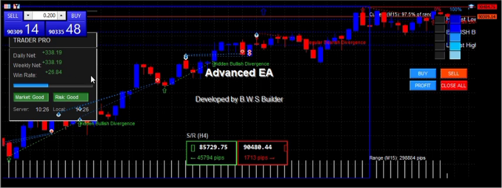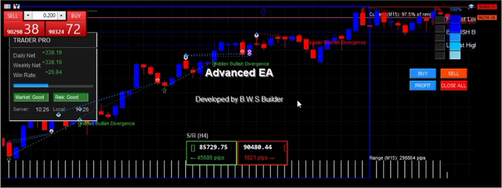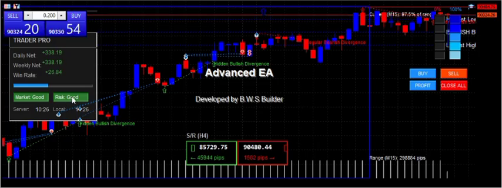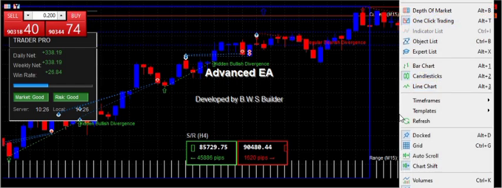Then this market condition, it uses all the time frame and analyzes the market by itself. So once you see the risk is good, you execute. But when the risk is bad, all this will turn to reddish color. So you will not be allowed to execute any market at that moment.